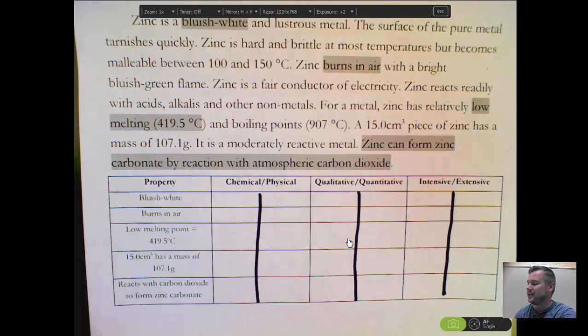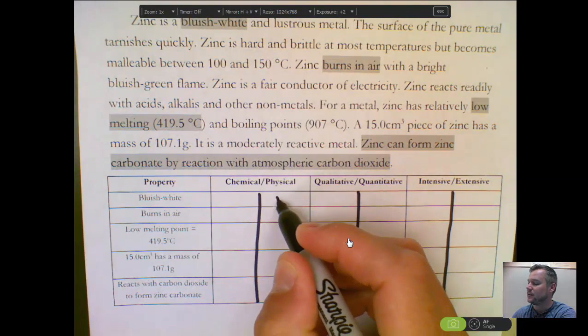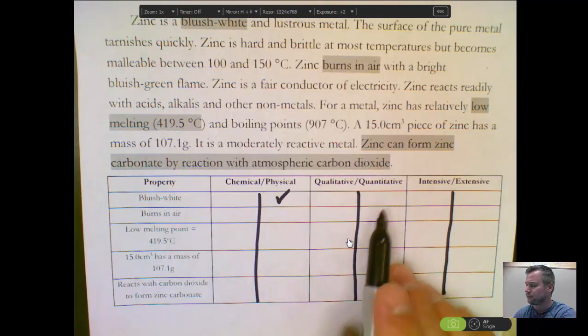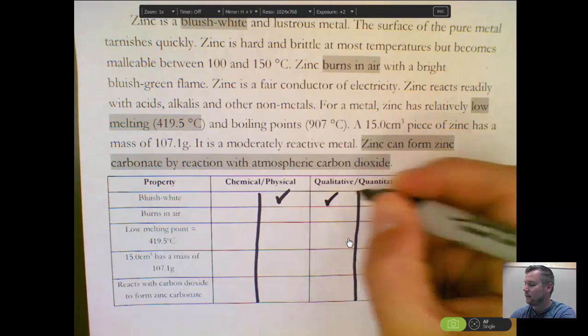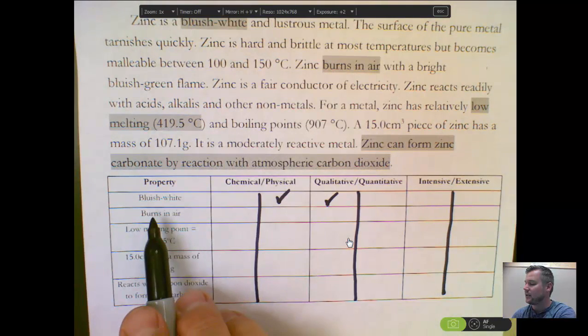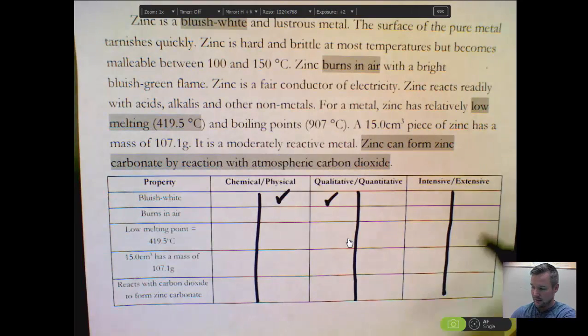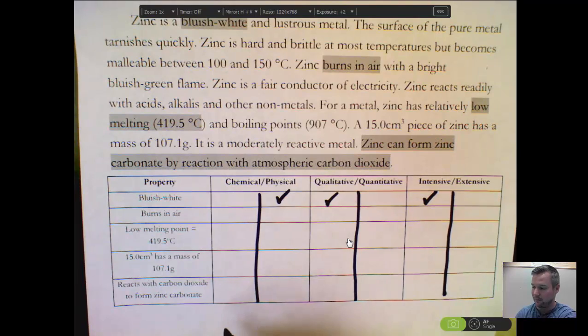Bluish white, is that describing how it can or can't react? Well, no, that's just something I can see with my five senses. That's physical. Qualitative versus quantitative. I don't see a number, so that's going to be qualitative. And then intensive or extensive. If I have a big piece or small piece, does that change what I see? It won't change what I see, so that's intensive. It's always going to be a bluish white.